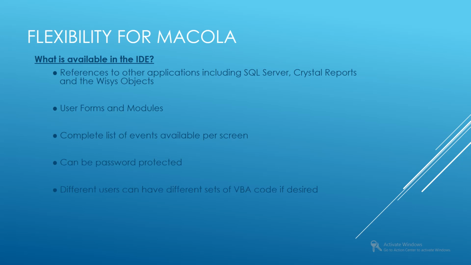Your code can be password protected, which is very handy. Different users can have different sets of VBA code, if so desired. Very handy in development. Say you've got some code that's in production, but you want to tweak it and play with it a little bit as a developer. You can do that all on your own island without messing up the actual live code that's out there with the users. This code is stored in the VBA PRJ folder in the case of Progression, or in the case of Macola ES or Macola 10, it's actually stored in the SQL database.